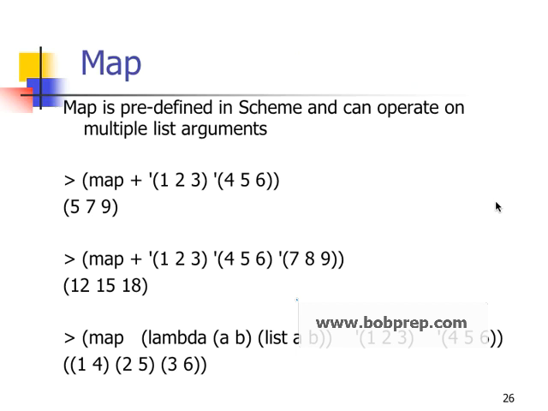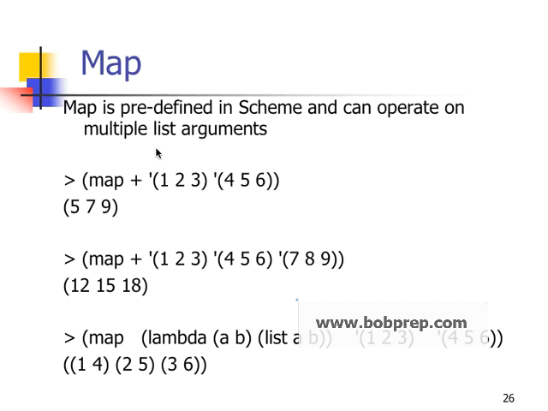So lo and behold, we have this thing called map. And map is a predefined function call in Scheme that can operate on multiple lists of arguments. So now we're jumping ahead. Before we had one value, one value, one value, one function call, one function call, one function call. Let's quadruple it. So now we have one list and another list.